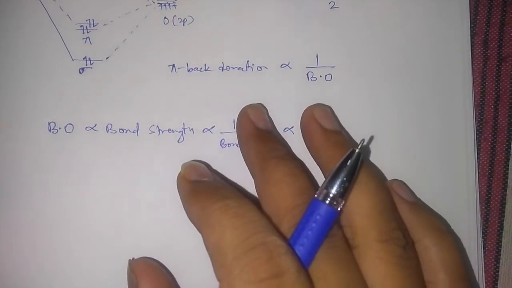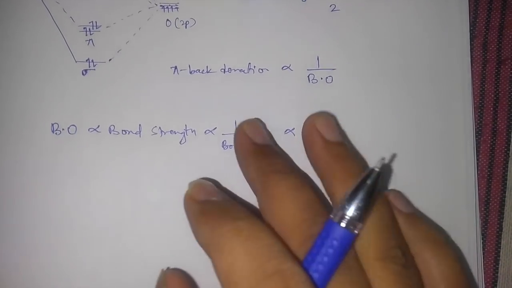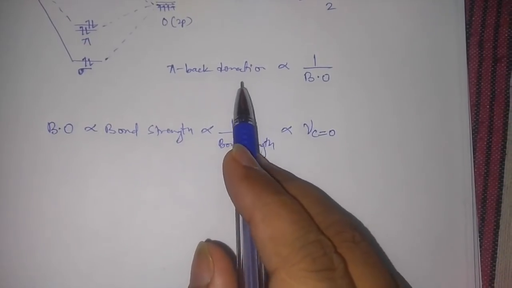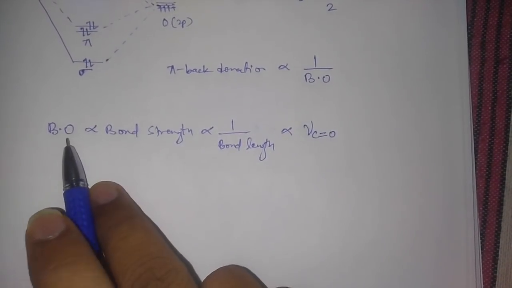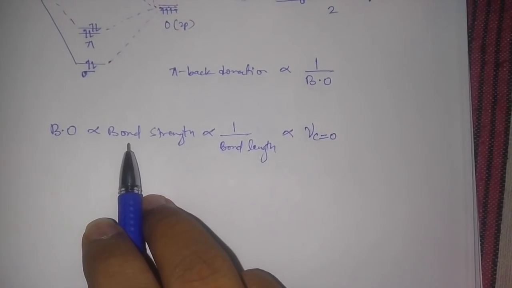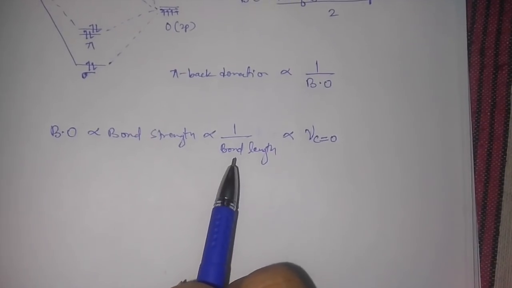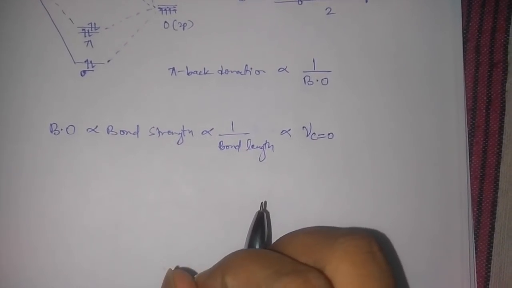Similar thing will happen in the case of olefin also, like the metal olefin complex. There also the same thing will happen, you just have to understand the back donation, and after that you can find out the order of bond order. That will be the same order for bond strength, the same order for stretching frequency, and the inverse of the order for the bond length. So this is how you have to relate all these things.